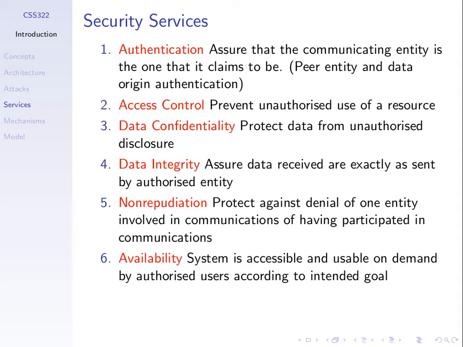Number six, the last one. This one's a bit different. Availability. Make sure our computer system is available to the normal users. And the attack that this tries, or this stops, is the denial of service attack. Denial of service attack makes a system unavailable to the users. If we can stop that from happening, then we can say that we've provided the availability service. We make the system available to the users, the intended users.